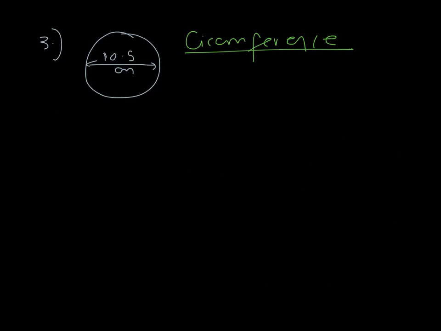Question 3. Work out the circumference of a circle which has a diameter of 10.5 centimetres. Making sure that we use the correct formula, the circumference is equal to pi multiplied by the diameter, which is pi multiplied by 10.5. If we want to write this in terms of pi, that is 10.5 pi.